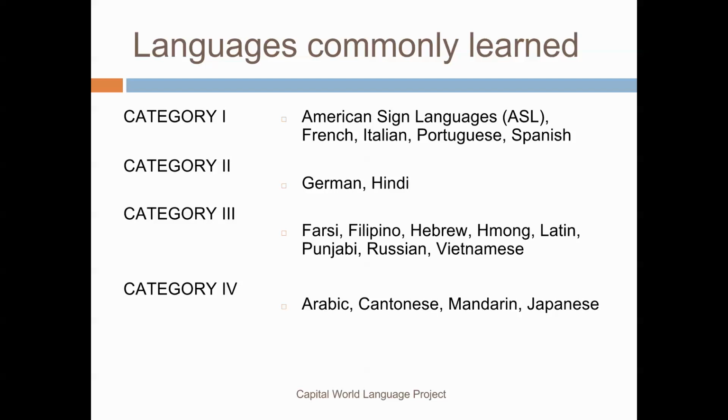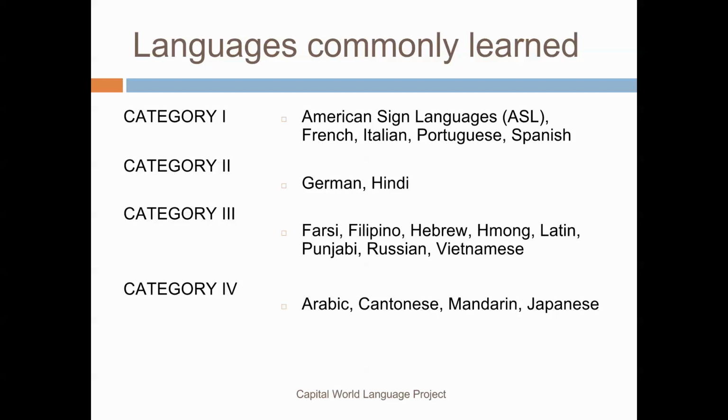So there are 4 categories of languages. These were actually defined by the U.S. government for purposes of training their diplomats and other people who need to speak the language fluently. The first category of languages are considered the easiest for English speakers to learn. Those include American Sign Language, as well as French, Italian, Portuguese, Spanish, and other Romance languages.